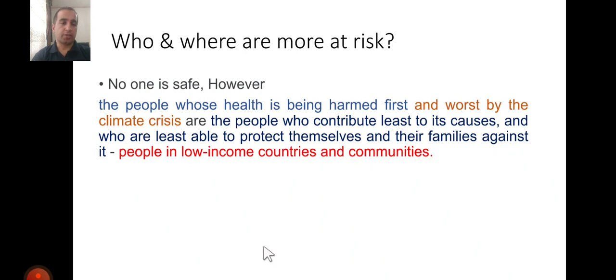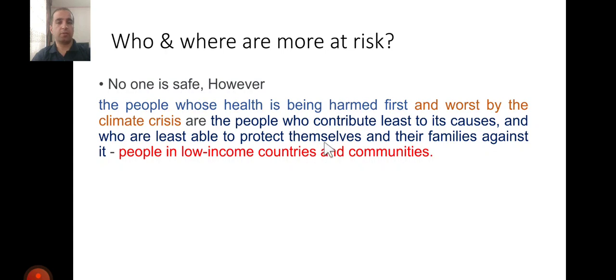Who is more at risk? I would say no one is safe. No one is safe. However, the people whose health is already at risk, and who actually have a lower impact on climate change. Actually, the main reason behind climate change is the people living in high income countries, but the people who are living in low income countries are more at risk.